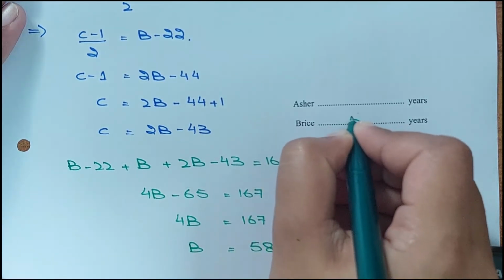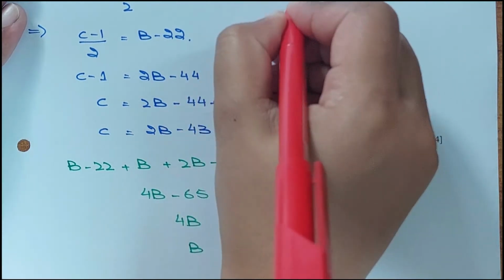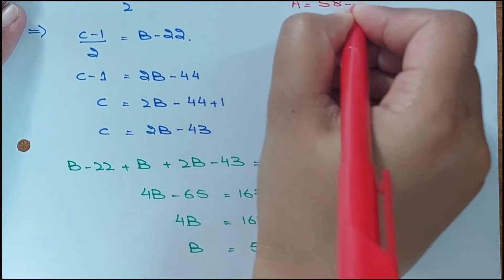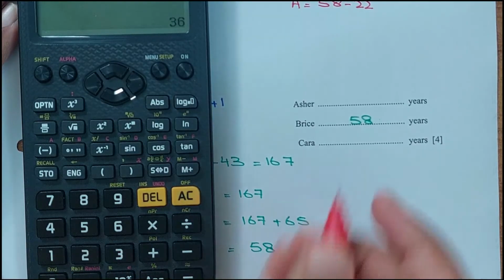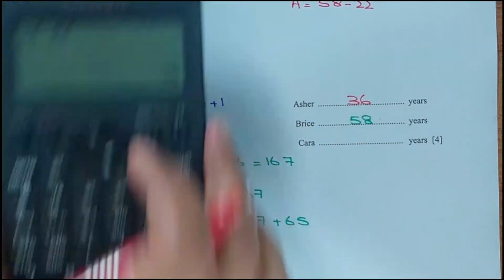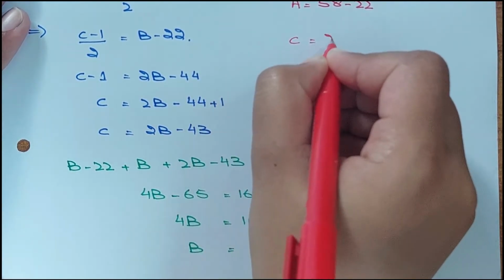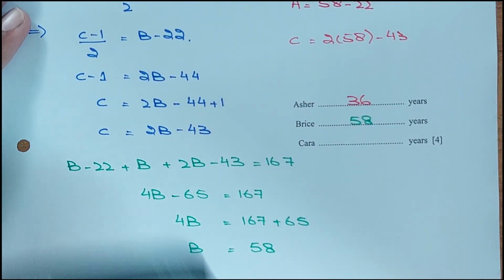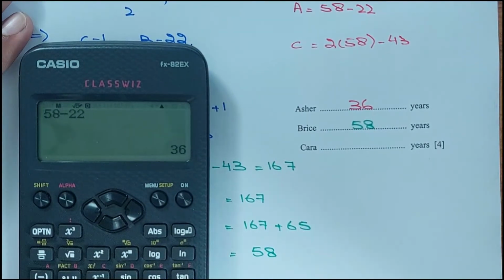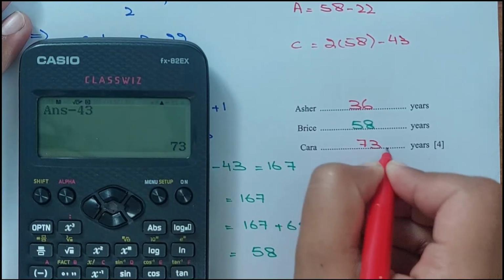So Breeze is 58 years old, right? Now let me solve for A and C. For A, we can substitute here. So A value is 58 minus 22. 58 take away 22, 36 is the age for Usher, and Kara's age we substitute over here. So C is equal to 2 times 58 minus 43. 2 times 58 minus 43 is 73 years old, right?